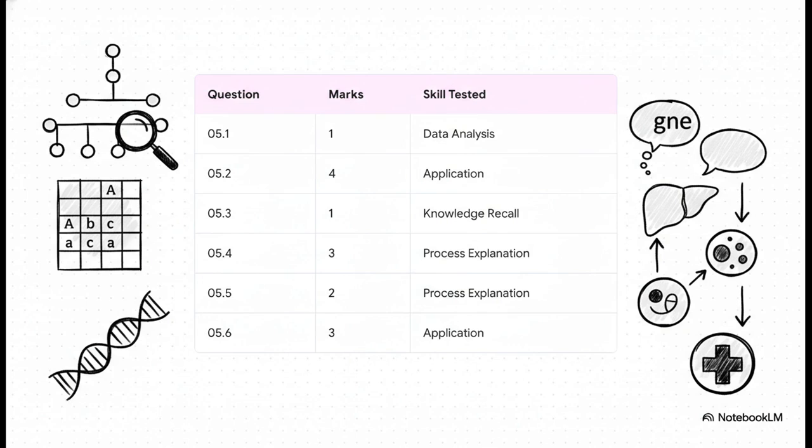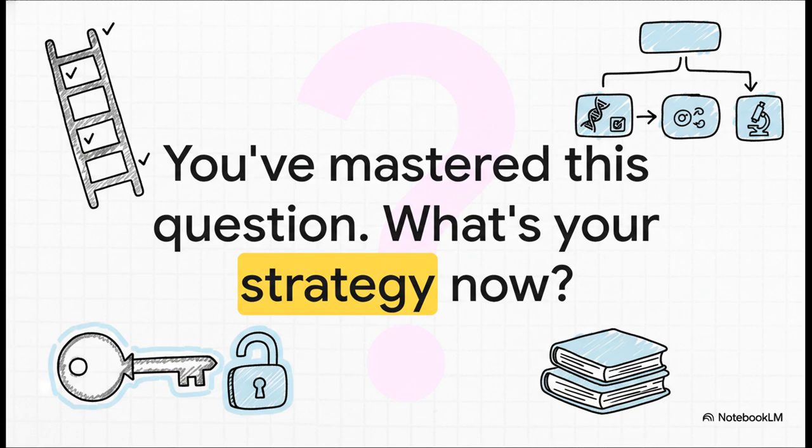In this single question, we've had to analyze data from a chart, apply our genetics knowledge, recall a basic fact about the liver, and then explain several complex biological processes, all the way from the gene defect right up to the treatment. When you break a question down like this, you can see exactly how to build a full-mark answer. The real takeaway here isn't just about MSUD. It's about learning to apply this methodical, step-by-step approach to every single big question you face. That right there is the key to mastering the exam.